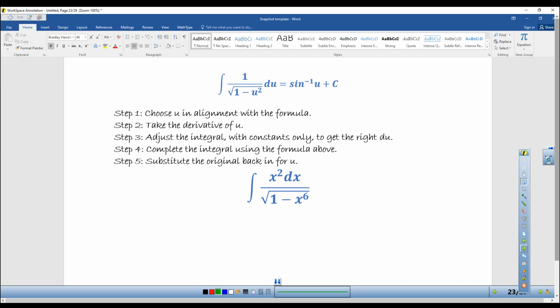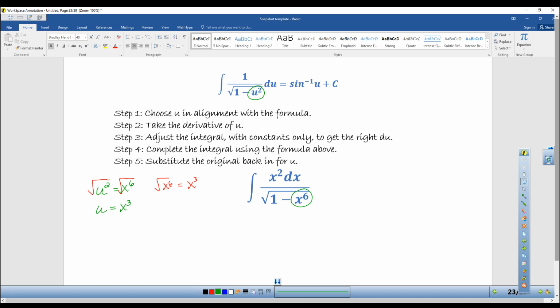So step 1 is to choose u in alignment with the formula. As you can see, I need to get this u squared here. So I look for that model in my problem, and I see an x to the 6. So I'm going to let u squared be x to the 6 and then work backwards. That would make u equal to x to the 3rd. Remember that when you take the square root of both sides, the square root of x to the 6 is actually x to the 3rd. Any even exponent simply gets cut in half.